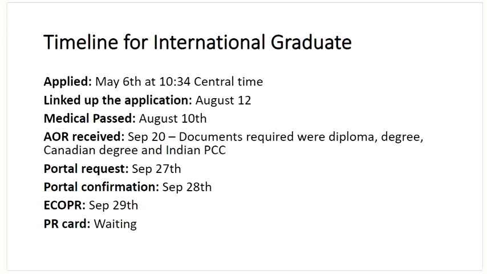Now, in this case, the documents which were required were the diploma, the degree, that's the Canadian degree, and the police clearance certificate from India. So he had already submitted all the application documents, and then the portal request came on September 27th, and the very next day after the portal request, he got the portal confirmation on September 28th. And the next day only, if you see, he received the eCOPR. Now he's just waiting for the PR card. So this is exactly the timeline for that.